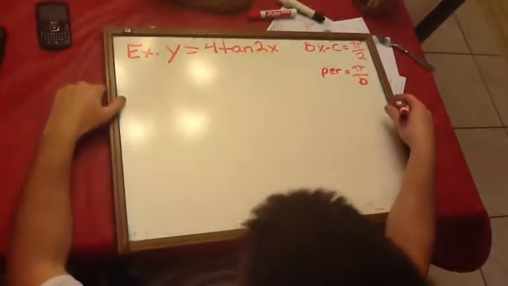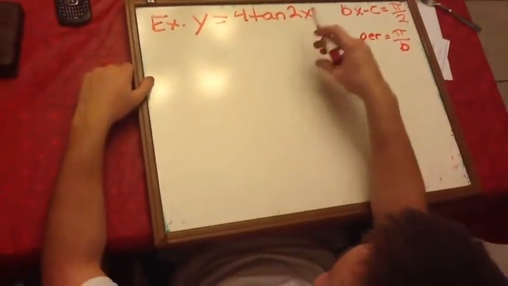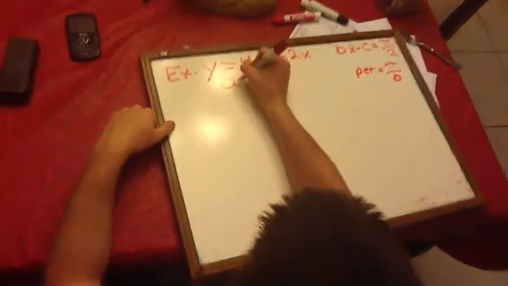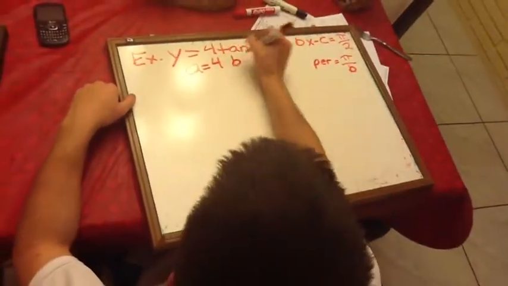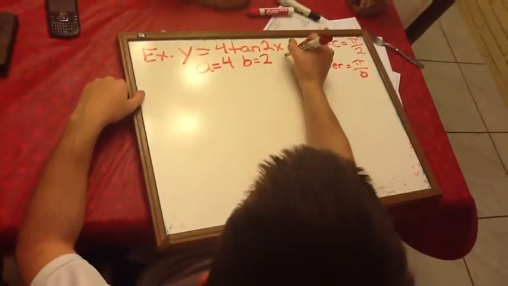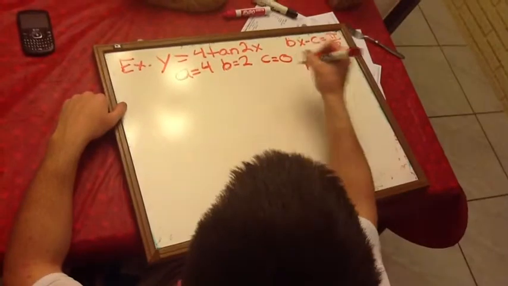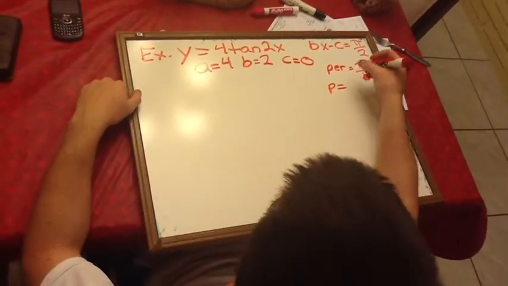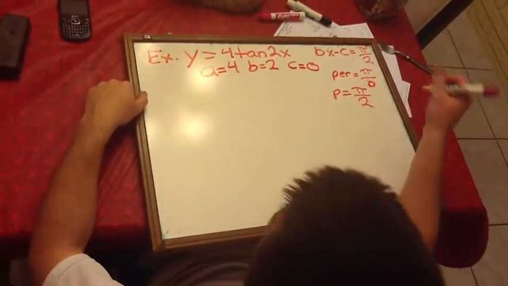That's it. Okay, the example problem is y equals 4 tangent 2x. The first thing you need to do is find your a, which is located right in front of tangent, so it's 4. Next you need to find your b, just right in front of the x, so it's 2, and there's no c in this equation, so c equals 0. After that, you need to find your period. Your period equals pi over b, so my period equals pi over 2.